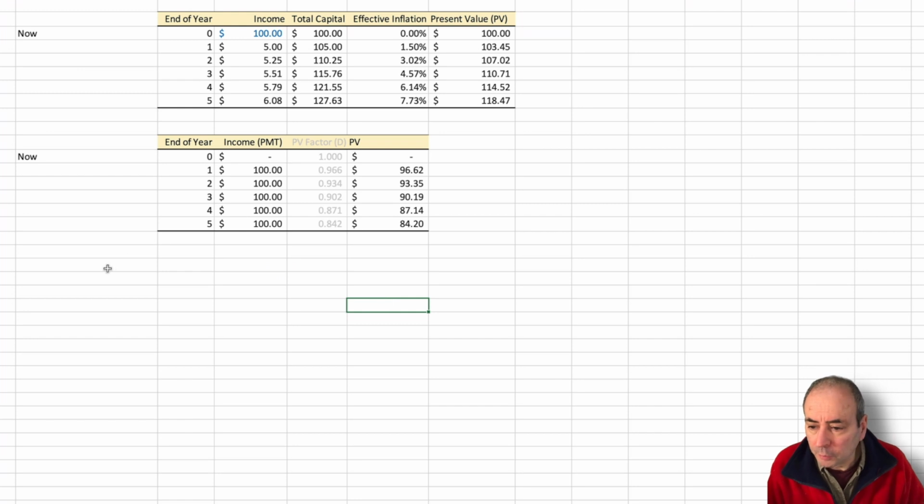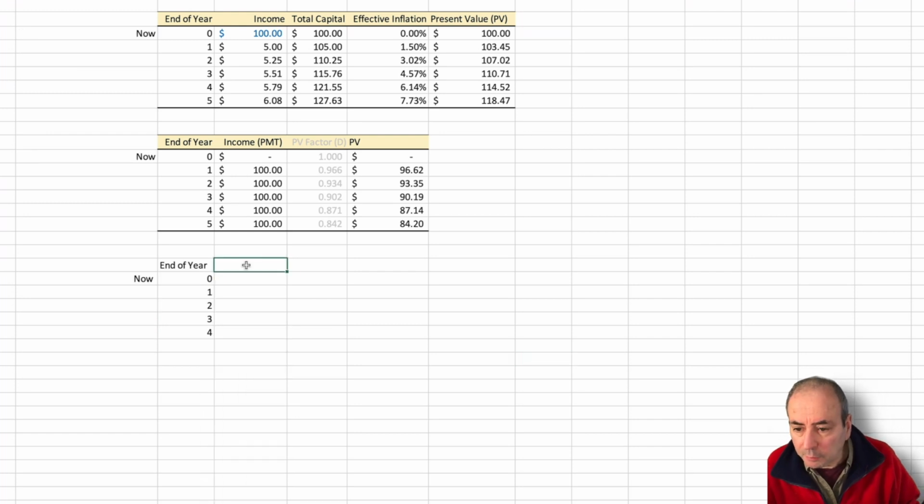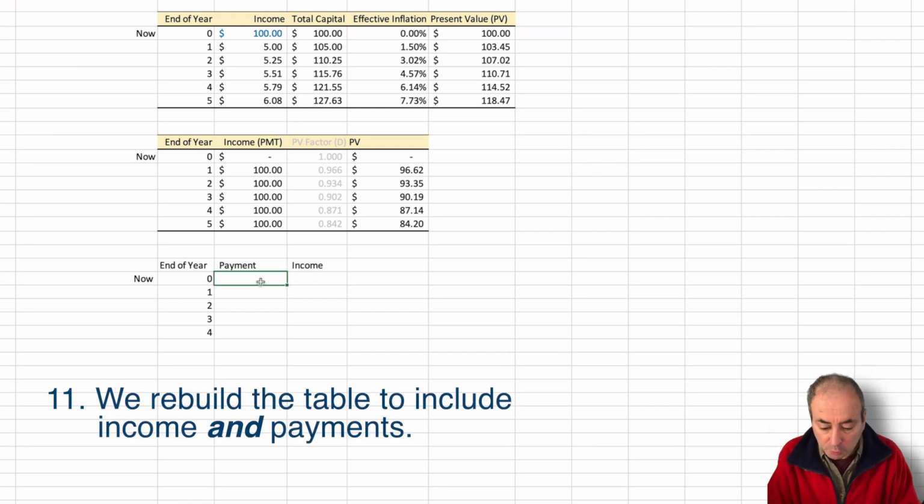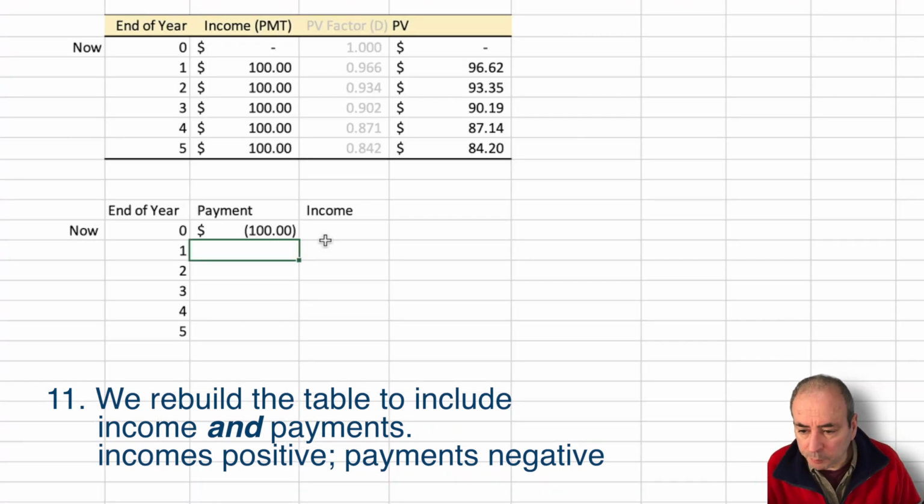Now, our third table, we're going to do exactly the same thing as we did before. We're going to start with our end of year, and we're going to use 5 years to illustrate how that works. But this time, before we look at our income, we're also going to look at payments. And payments should be seen as negative if income is positive. And let's assume our project has a capital cost of $100. And because it's money coming out of our account, we're going to mark that as a negative. We've spent that by the end of year 0.